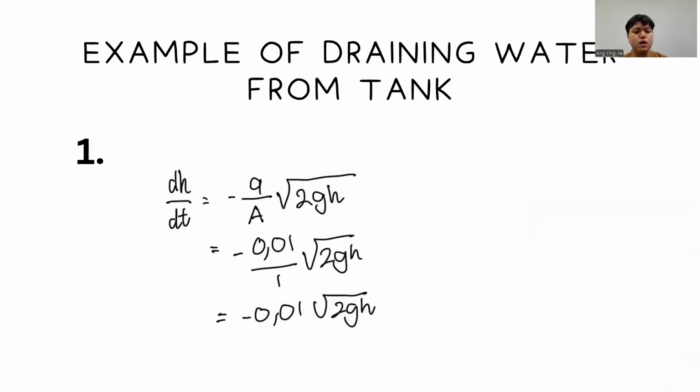So for the first question, dH over dt equals negative a over A square root of 2gh. And we substitute the values. We get negative 0.01 over 1 square root of 2gh. We get negative 0.01 square root of 2gh.